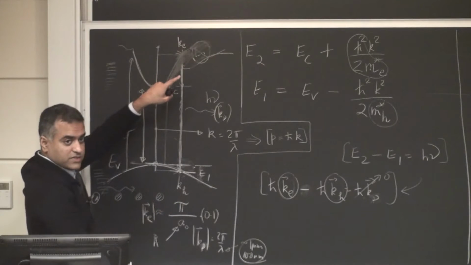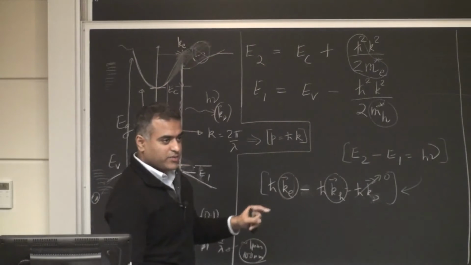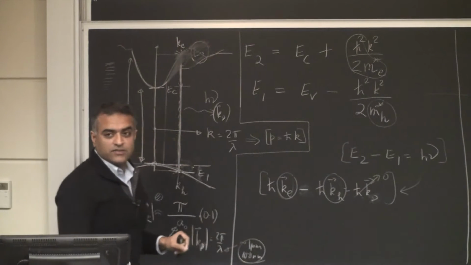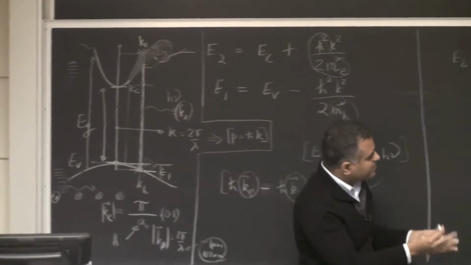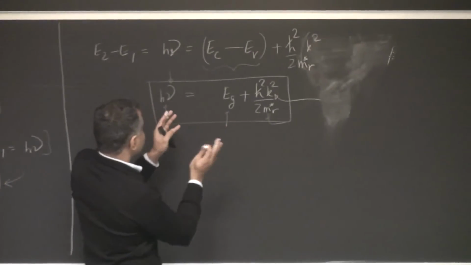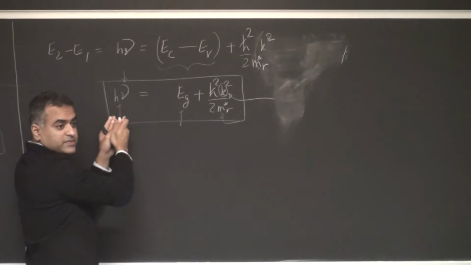Many, many transitions. And now what we're going to do is ask how many transitions, exactly how many. And that is the meaning of the density of states here. How many states with different k's will emit with the same photon energy? Does that make sense?